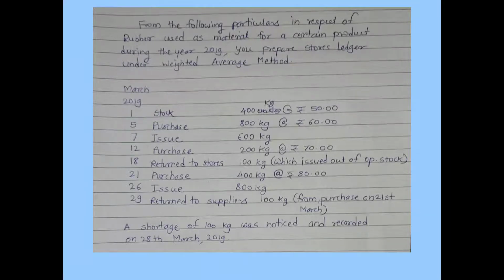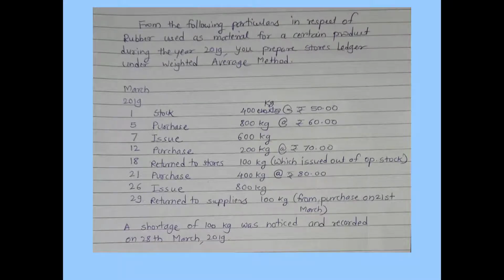From the following particulars, in respect of rubber used as material for a certain product during the year 2019, prepare stores ledger under weighted average method. Here some transactions during March 2019 are given. Opening stock is 400 kg rated 50 rupees. Purchases 800 kg on 5th March at the rate of rupees 60. On 7th, issue transaction 600 kg. On 12th, purchase 200 kg at the rate of 70.